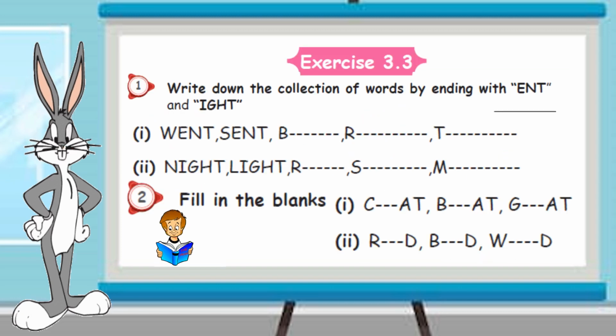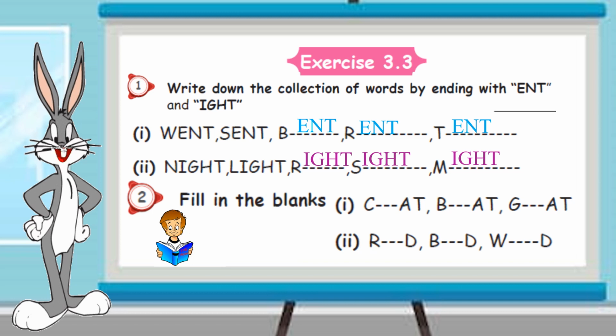Exercise 3.3. Write down the collection of words ending with ent and ight. First one, went, sent, then went only, isn't it? So just you have to fill with ent only. Rent, tent. Come to the second one, night, light, then right. Yes, you are right. Then sight, might. So you know well, isn't it?